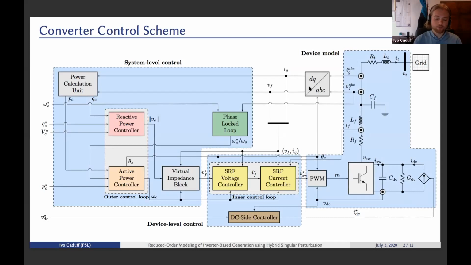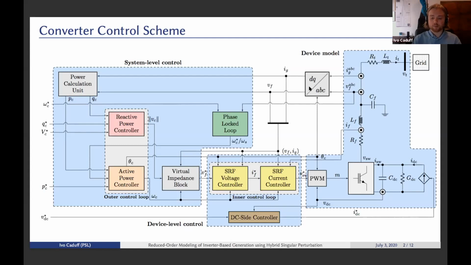Since the model is in DQ frame, every measurement is described by 2 states, one for the D and another for the Q component. On the left-hand side, we can see the controls of the inverter, which are split up into a system level and device level control. System level control contains an active and a reactive power controller, which are the orange and red blocks respectively, and also the phase lock loop, which is shown in the green block. The phase lock loop enables the model to be used in grid following mode, where it synchronizes the outputs of the controllers to the voltage conditions at the point of connection.